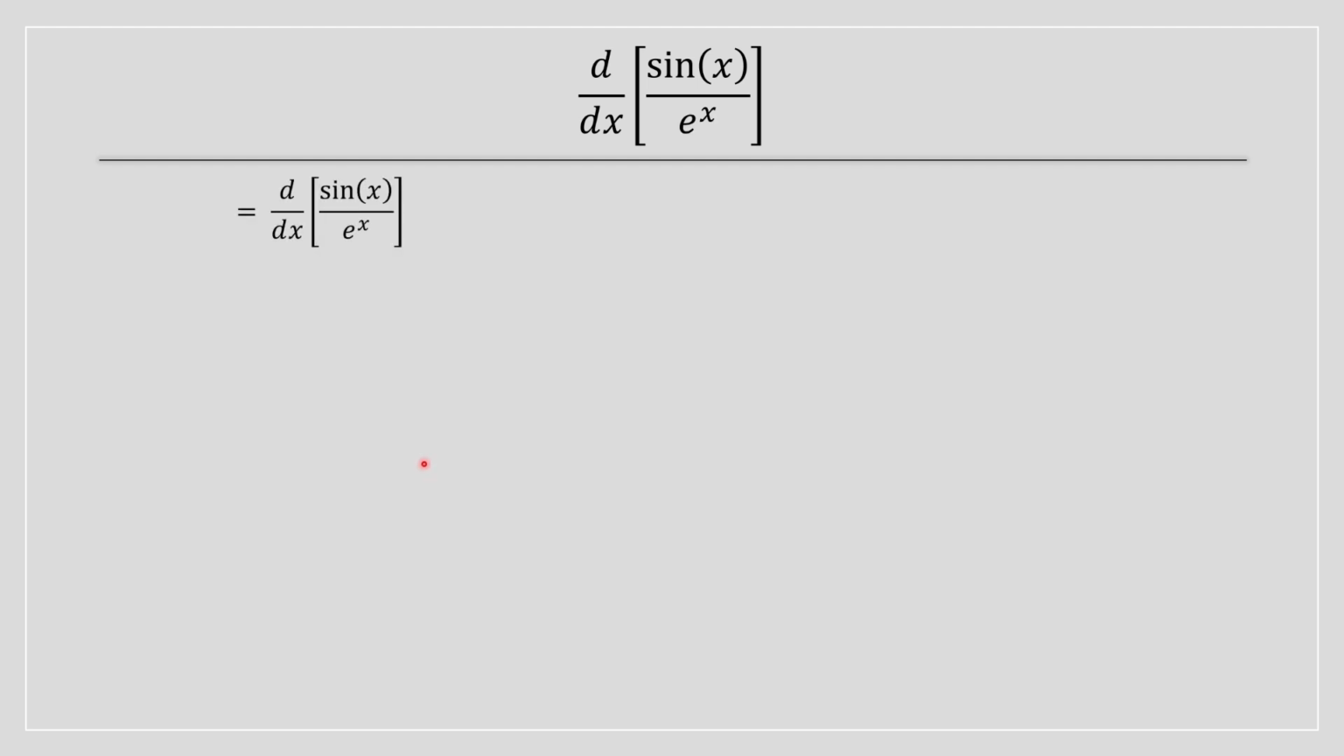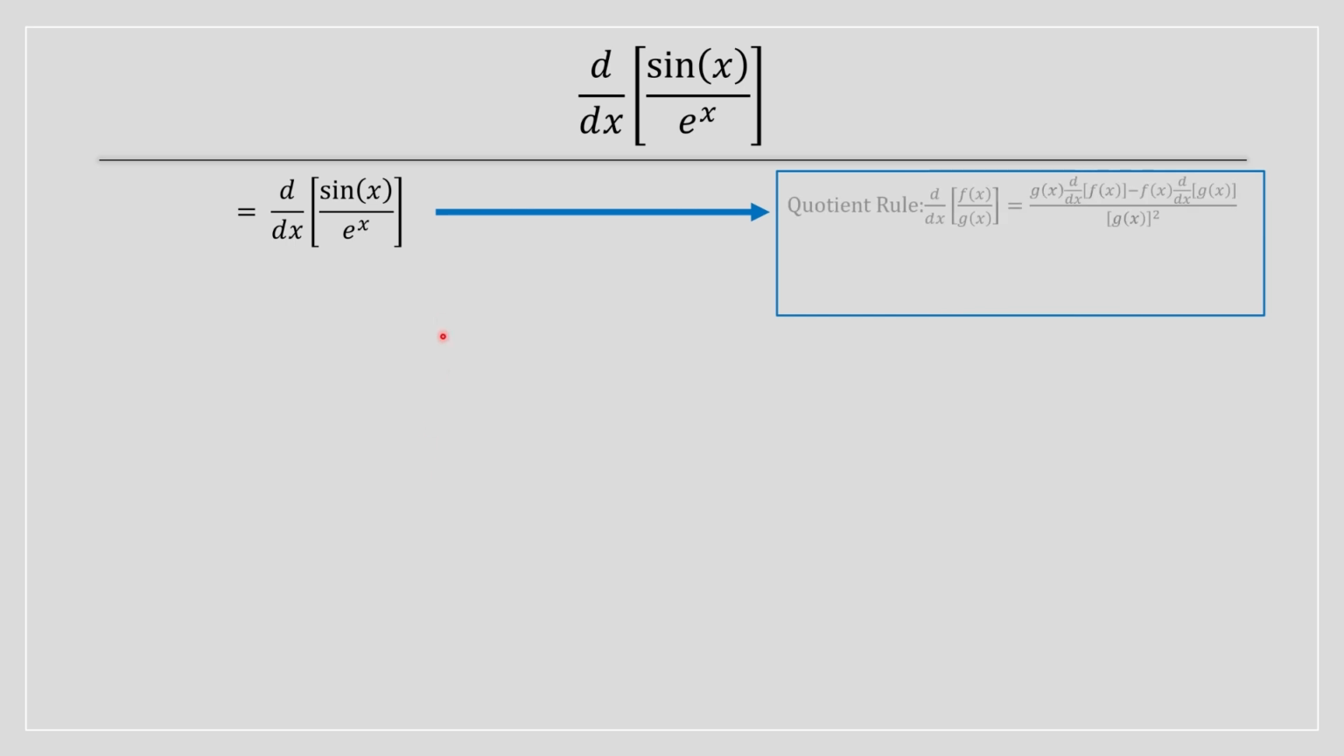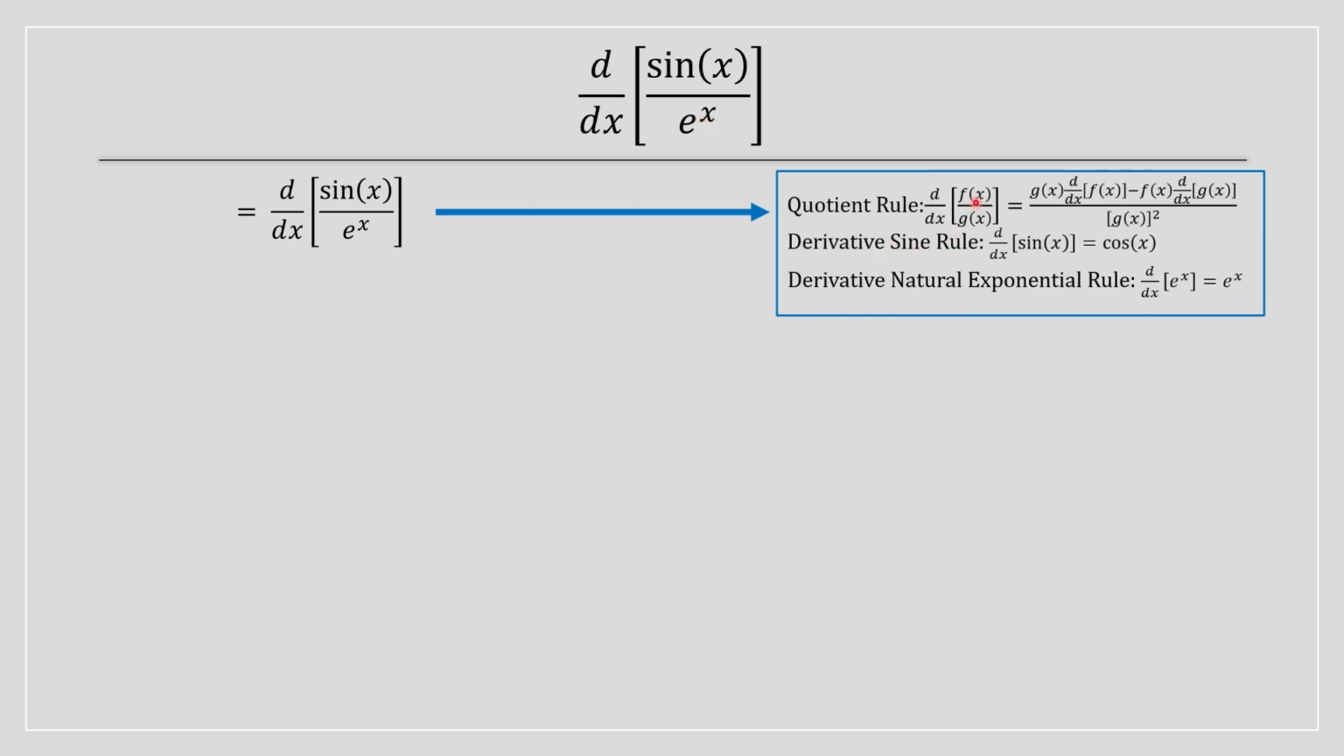Question 25. So the first step in this question is very similar to the previous one. The only difference is we have e to the x. So we still have to apply the quotient rule. And the reason why is because sine of x is basically like f of x and e to the x is g of x, and they're both being divided over here. So that's why we have to apply the quotient rule.